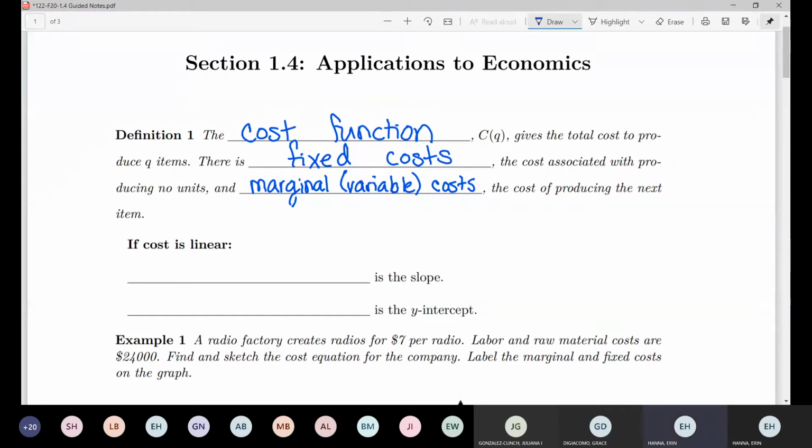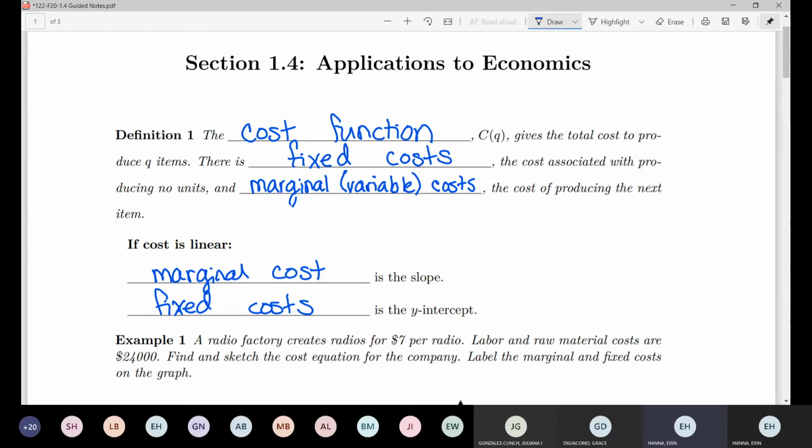So if cost is linear, it's kind of nice because the marginal cost is going to turn out to be the slope. And the fixed costs are going to turn out to be the y-intercept. Whoa, that got a lot louder suddenly.